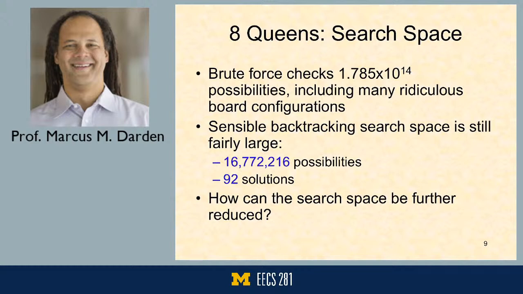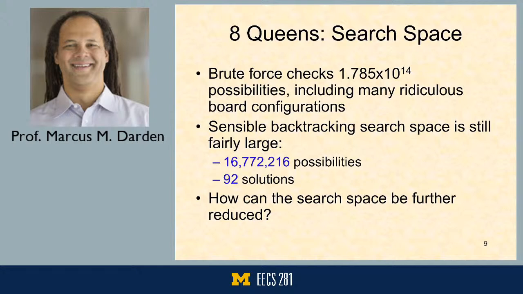Well, you're never going to get finished, right? It's 1.7 times 10 to the 14th different possibilities. And luckily for you, that would be sort of like the monkey version of N queens, where the monkey just tips the board over and throws pieces on there, and that's where they end up, right? So that 1.7 times 10 to the 14th has a bunch of ridiculous configurations.